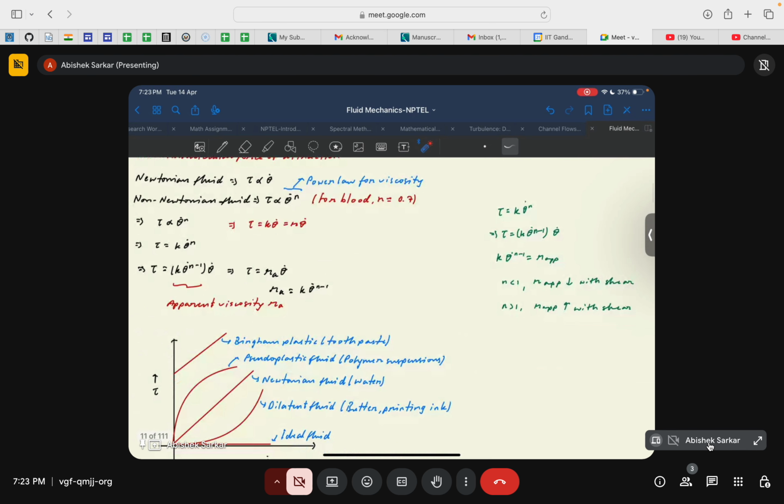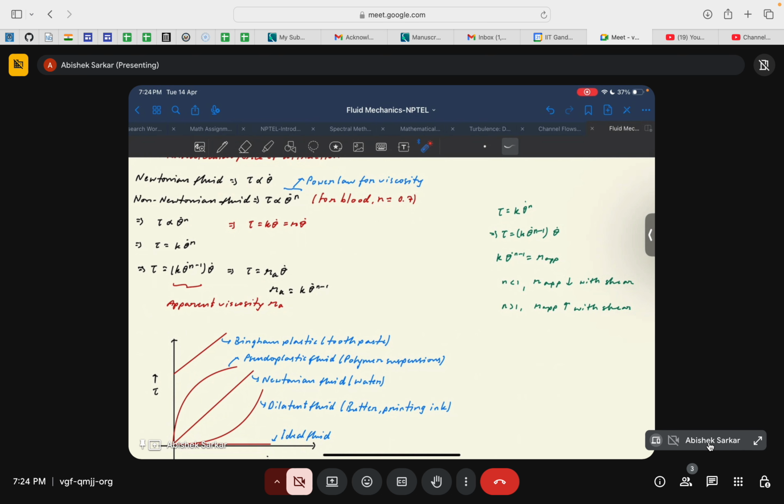And the important point to know is that not all types of fluids follow Newton's law of viscosity, because there are many fluids that are non-Newtonian. The most important one that we know is blood, human blood, which does not follow Newton's law of viscosity and in fact is proportional to theta dot to the power 0.7. That's why it's important to at least know about the different types of fluids which are not Newtonian.